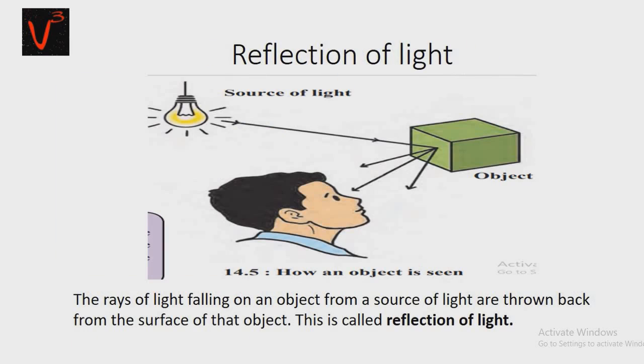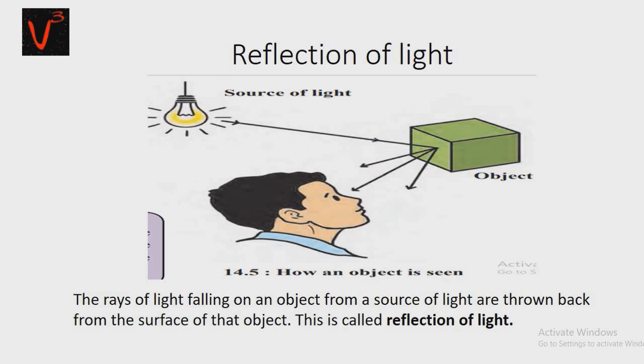Let us see what is reflection of light. Before that, students, tell me, how are we able to see an object? We are able to see an object only when there is a light source present and an object. Only then can we see an object through our eyes. Here in the diagram it is shown. See, when the source of light is present, if an object is kept nearby, then our eyes capture that object.